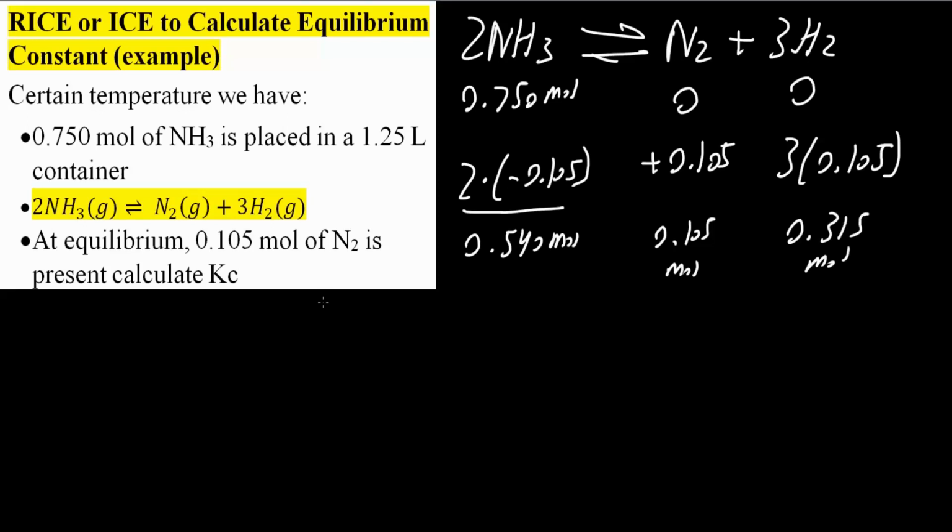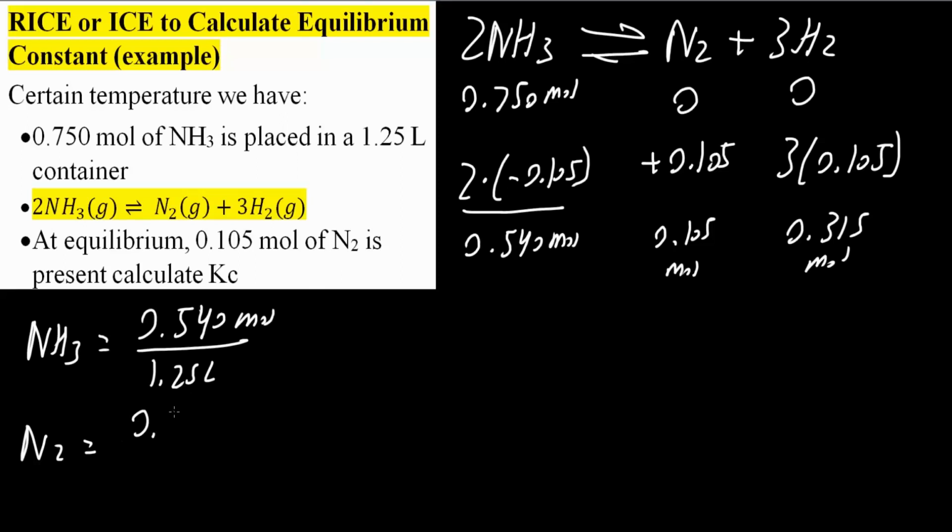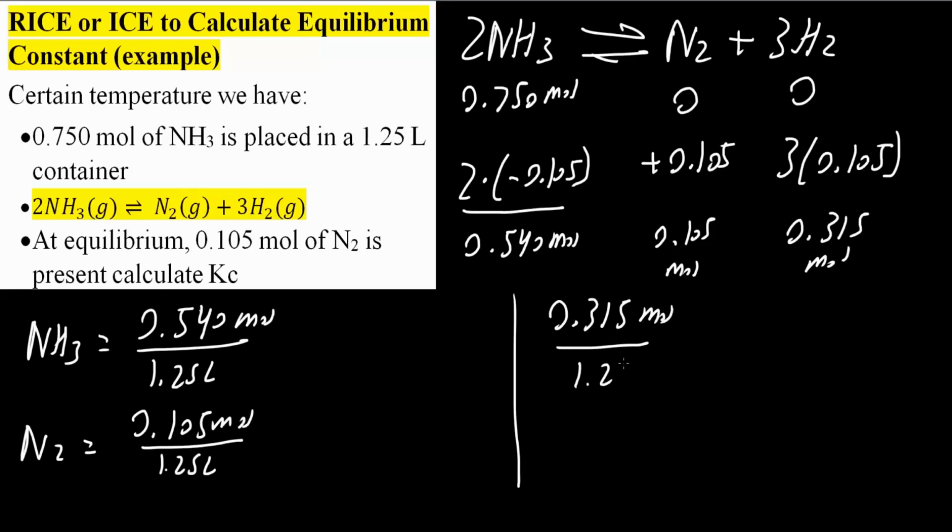Molarity is moles over liters, and our container is 1.25 liters. So now we will get the molarity of NH3: 0.540 moles divided by 1.25 liters. Next, N2 is equal to 0.105 moles divided by 1.25 liters. And finally, we have 0.315 moles divided by 1.25 liters, and this would be H2.